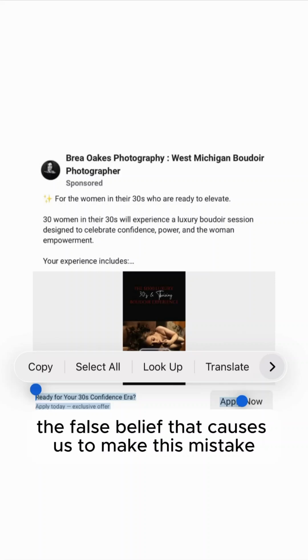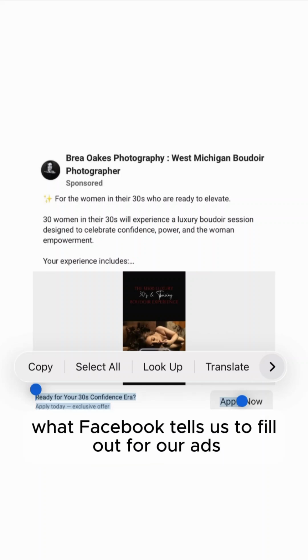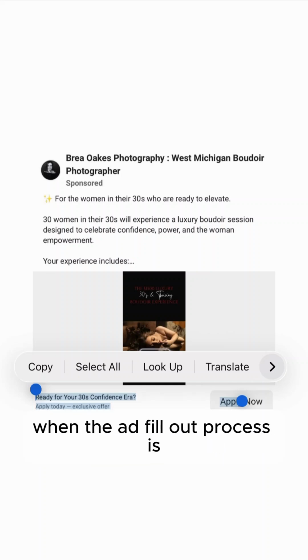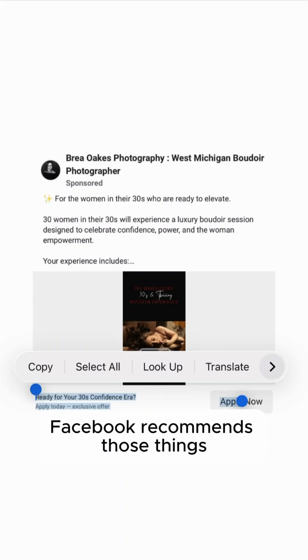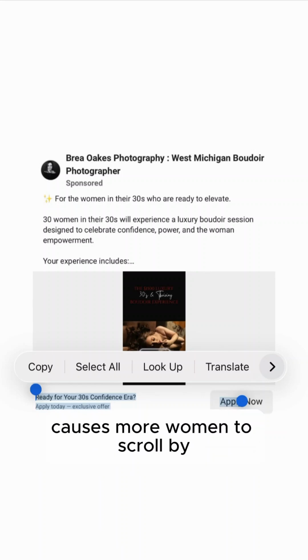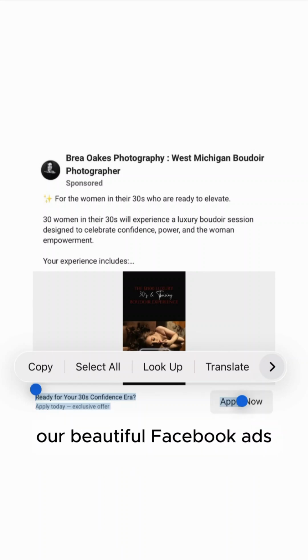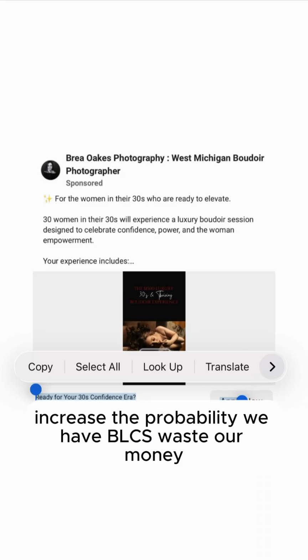The false belief that caused us to make this mistake is that we believe we're supposed to fill out our ads the way Facebook's ad fill-out process tells us to. And that is 100% incorrect. Facebook recommends those things because it helps Facebook and actually hurts us. That's right, it hurts us. It causes more women to scroll by our Boudoir Facebook ads, pulls our unique CTR under 6%, increases the probability we have BLCS, and wastes our money.